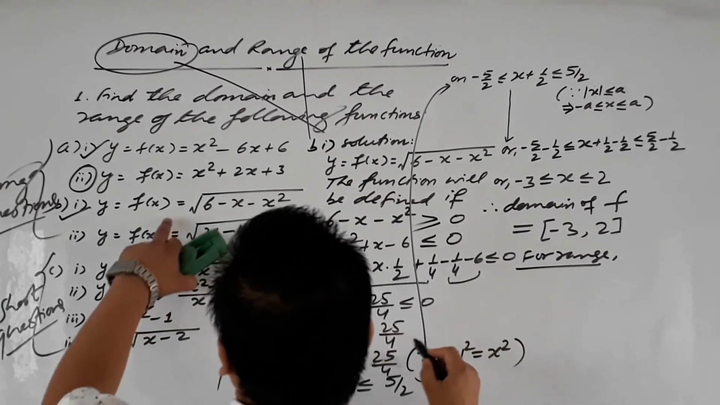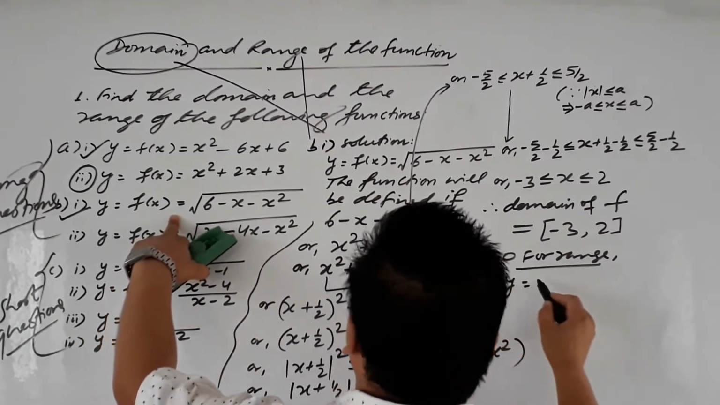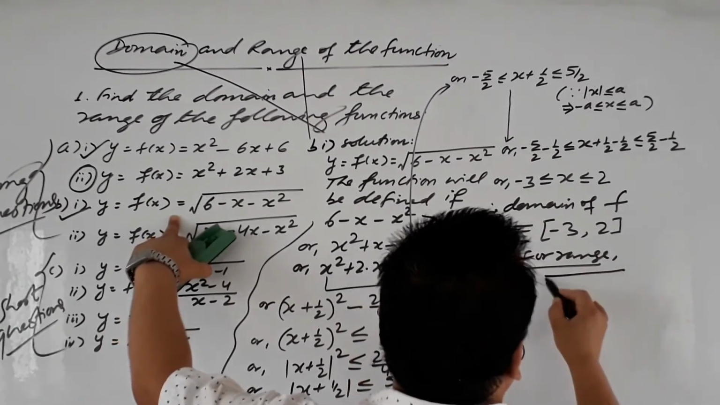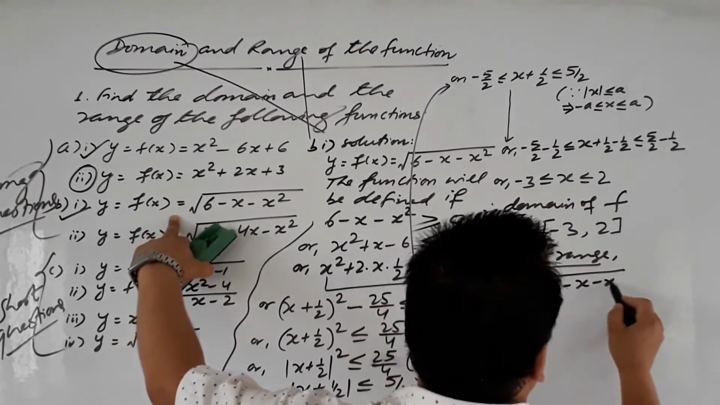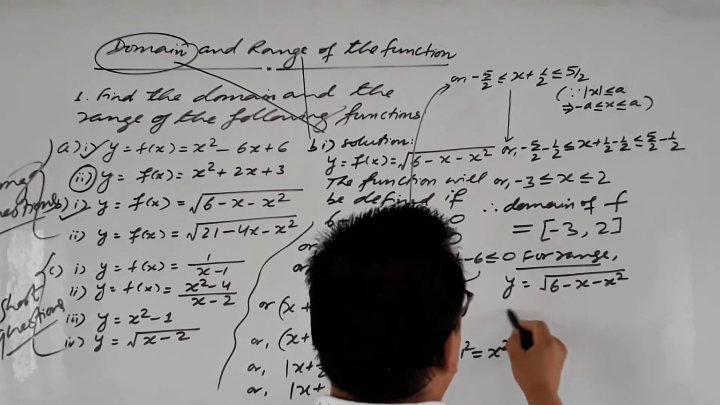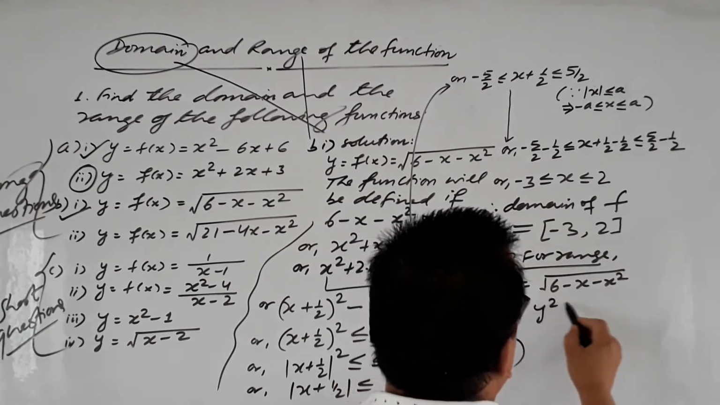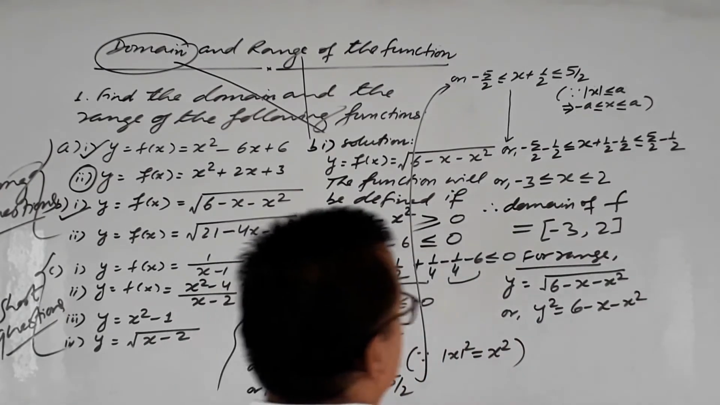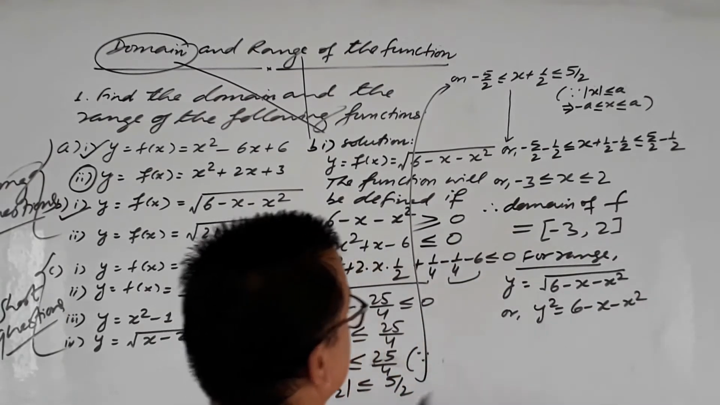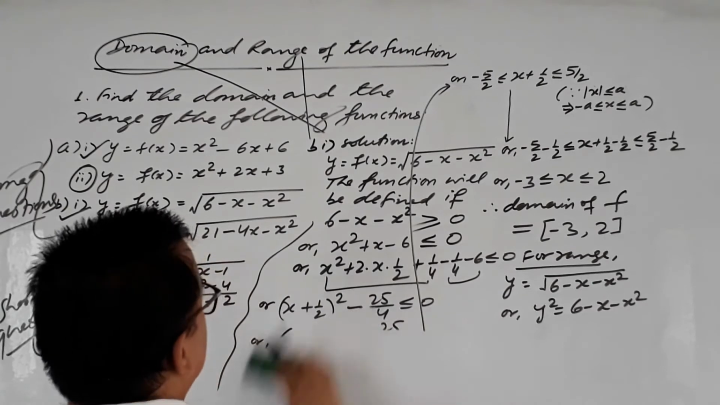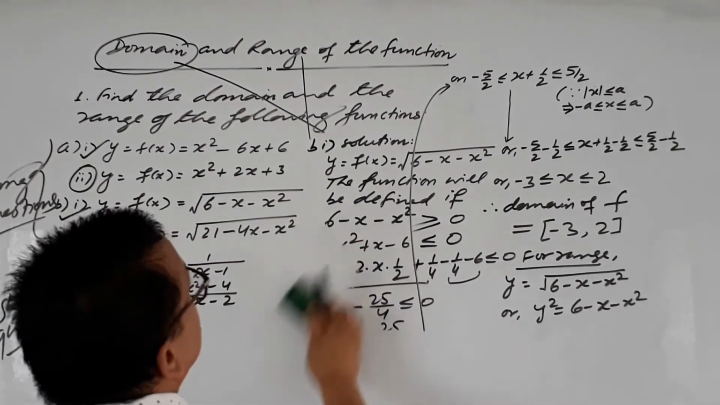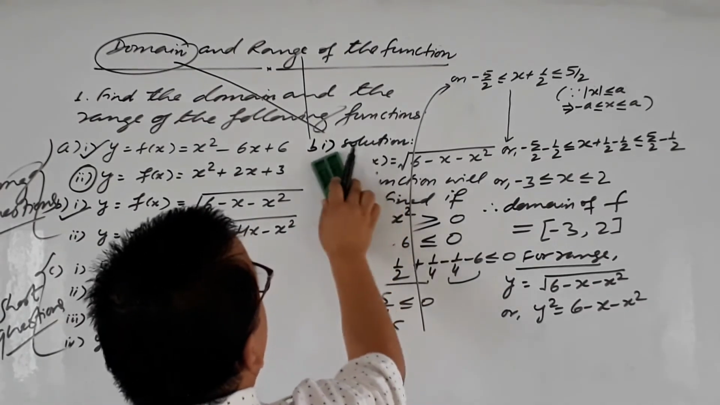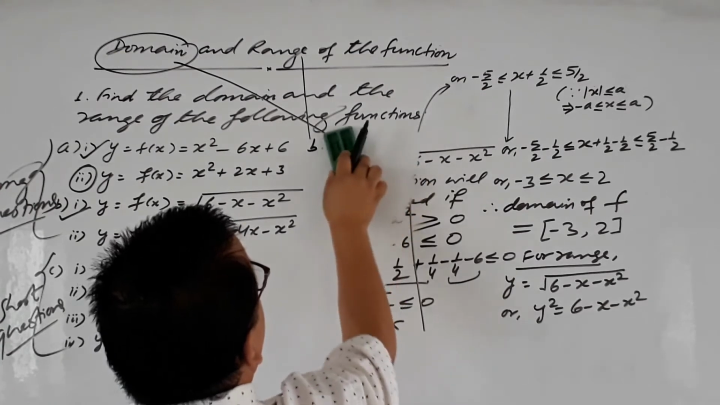For range, y equals to square root of 6 minus x square, and y square equals to 6 minus x square. I'm going to remove this part here and this space. That's why I'm going to remove it. I guess you understood.